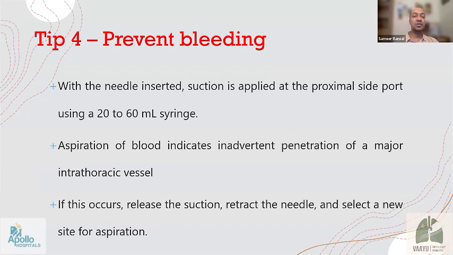How to prevent bleeding? As we said, using a 20 to 50 cc syringe, we apply suction. If you aspirate blood, that indicates inadvertent penetration of a major intrathoracic vessel. Now, this is okay in certain locations, such as your 4R, if you are hitting the ascending aorta, or at 4L, where again the aorta is there. Generally the bleeding is not much because these are at pulmonary pressures rather than systemic pressures. So just be careful about it. However, if blood comes inside your syringe, you should release the suction, retract the needle, and select a new site for aspiration.